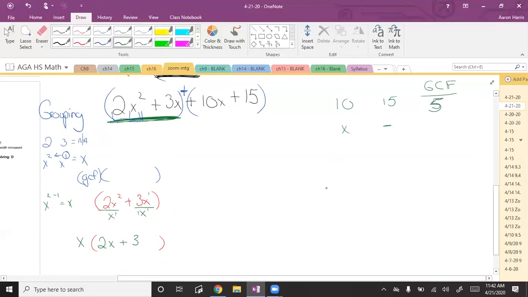So here we go. Let's write it. I got 10x plus 15. Put it in what? Parentheses. Make an empty set of parentheses. Put your GCF out front, which is what? 5. And now what do I do with that 5?